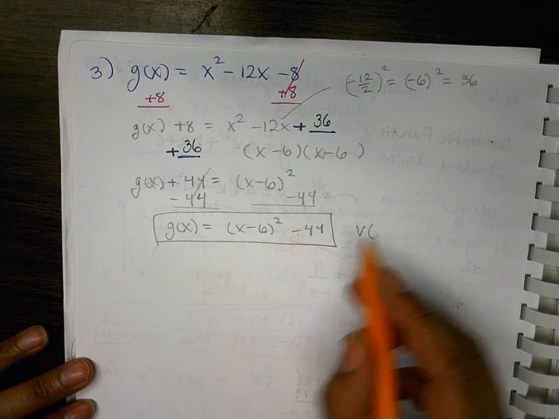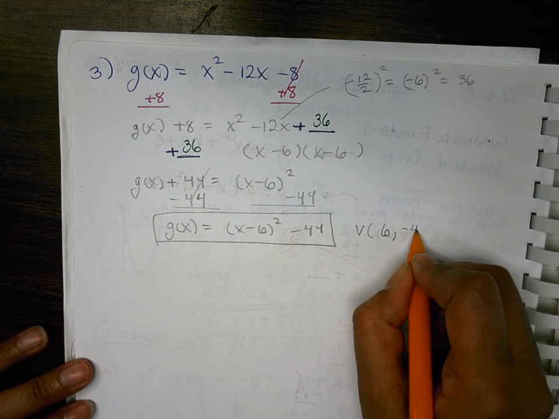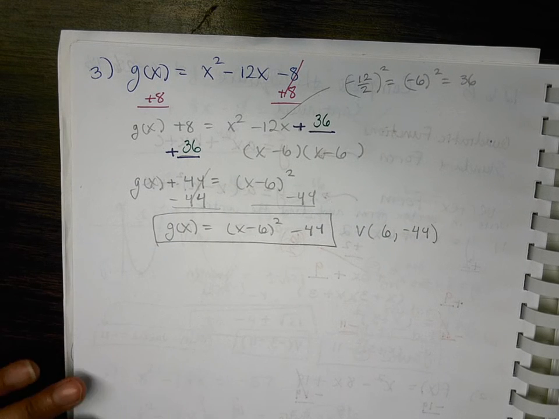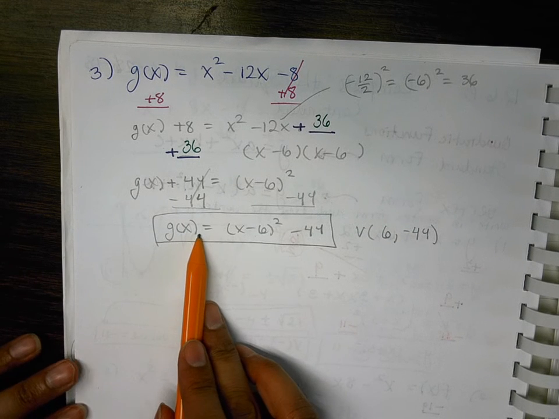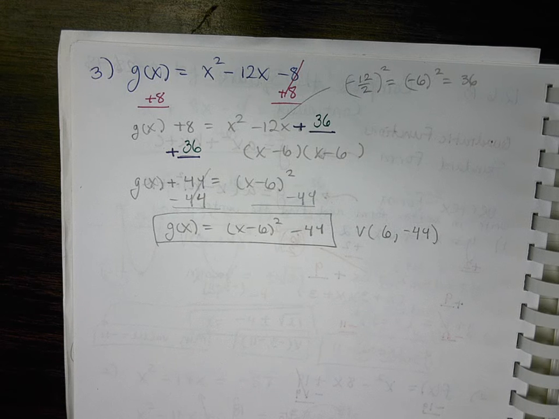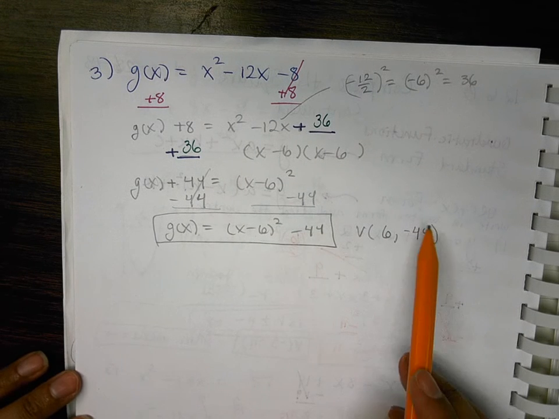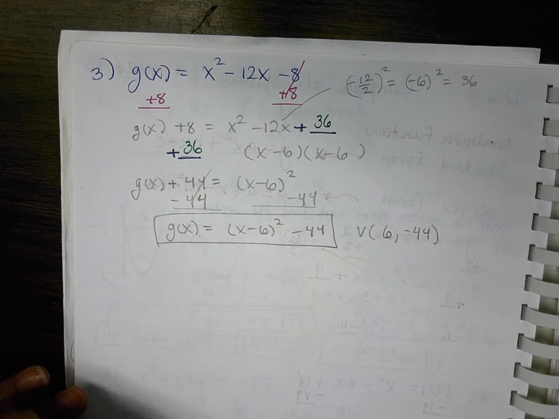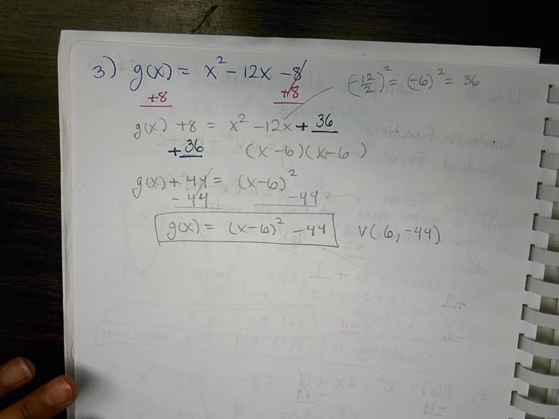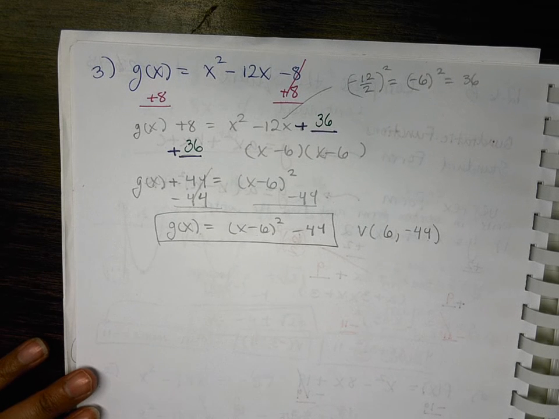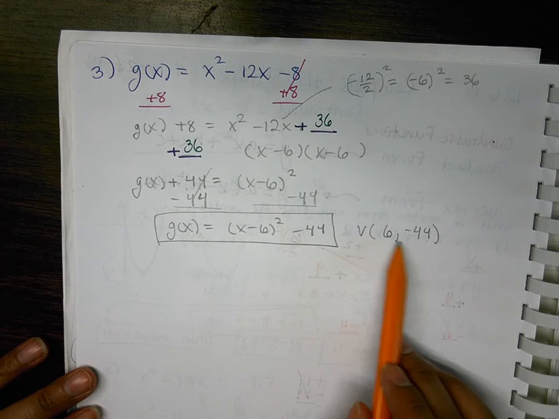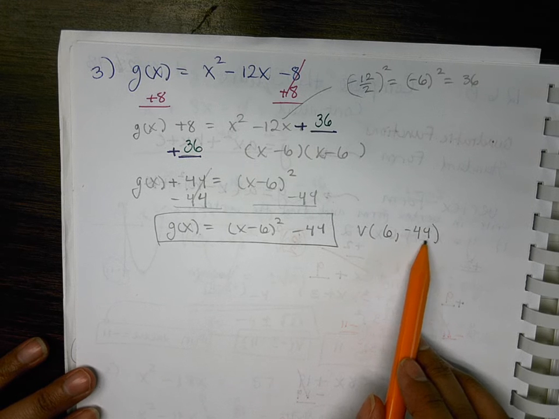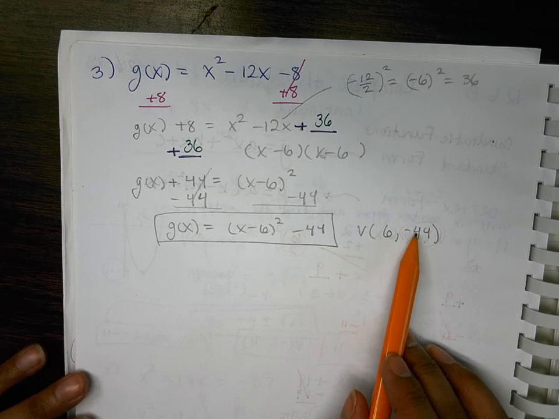6 and negative 44. Is it opening up or down? Up, which means it has a maximum or a minimum. And the minimum value is negative 44. You look at the y, right? Oh, for the value, the minimum or maximum value is always the y value of the vertex. It doesn't matter if it's max or min.